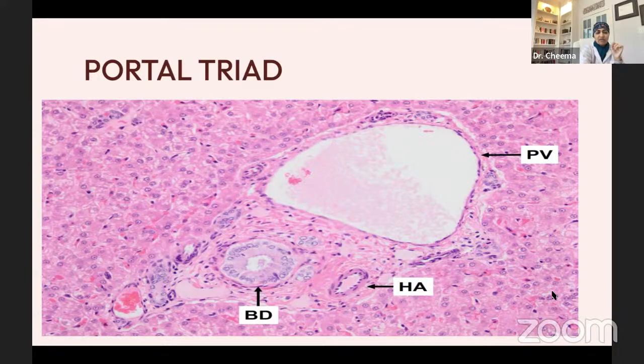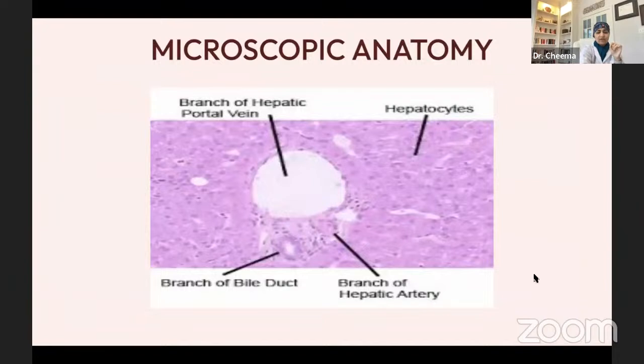So let's go over briefly the histology of the liver. In the microscopic view of the liver, you can see in this diagram the liver lobes are made of microscopic units called lobules, which are roughly hexagonal in shape. And these lobules comprise rows of liver cells called hepatocytes, which radiate out from the central point.